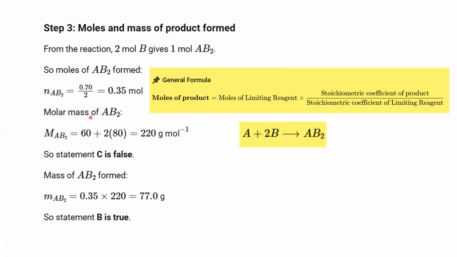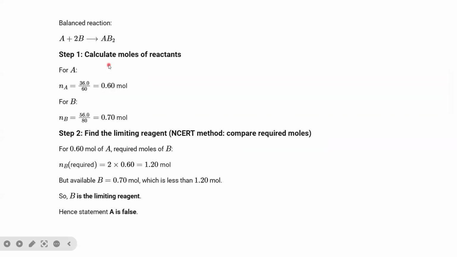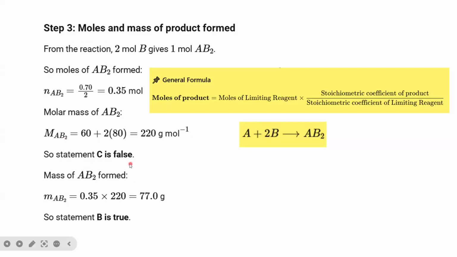Next, we will calculate the molar mass of AB2, that is the product. We know the molar mass of A is 60 and B is 80 from the question. For AB2, A is 60 and B is 80. Since we have 2B, we have to multiply it by 2. So 60 plus 2 into 80 is equal to 220 gram per mole. But in the question, it is given as 140 gram per mole. See here, molar mass of AB2 is 140 gram per mole, which is a wrong statement. So C is false.